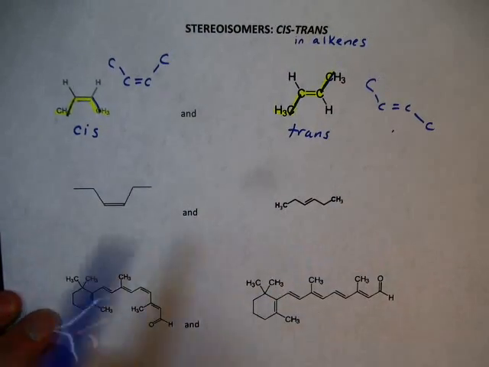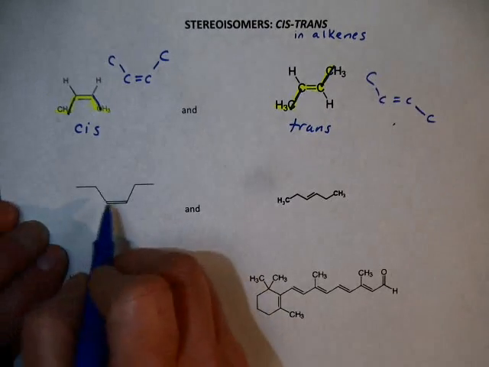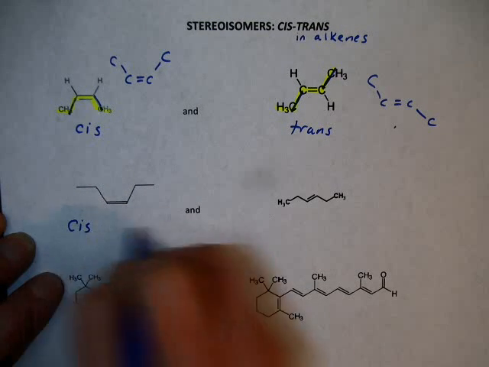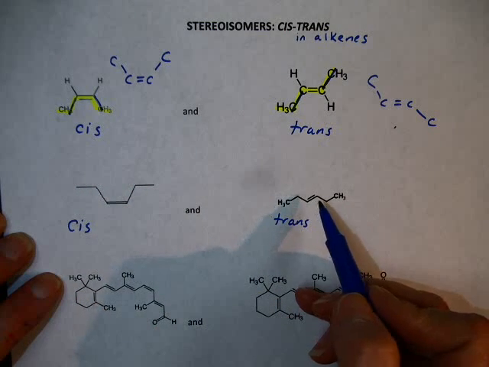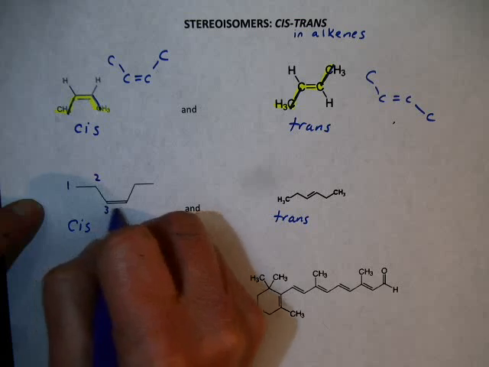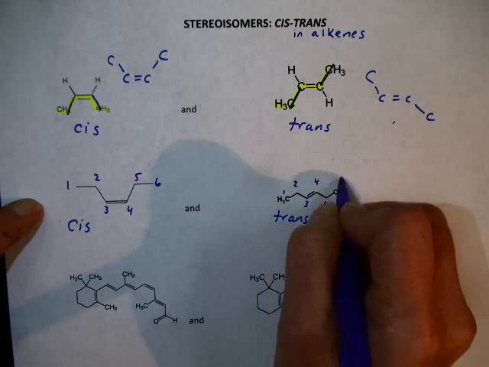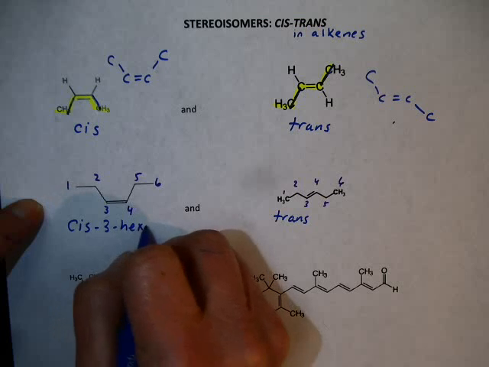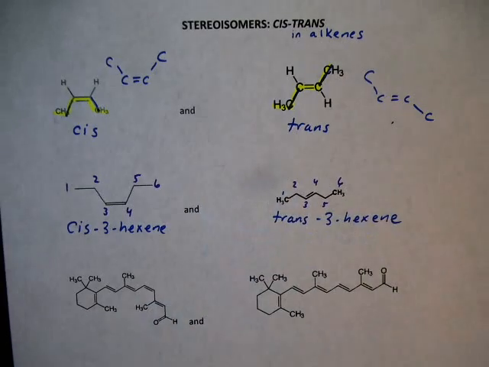Here's another example. What you should be able to do is right away identify if it's cis or trans. These ends of the parent chain are both going up. This is cis, and this one is trans. They're both hexene. They both have the double bond on carbon 3. If we were to number those, we would see 1, 2, 3, 4, 5, 6. 1, 2, 3, 4, 5, 6. So both of these are 3-hexene. This would be cis 3-hexene, and this would be trans 3-hexene.